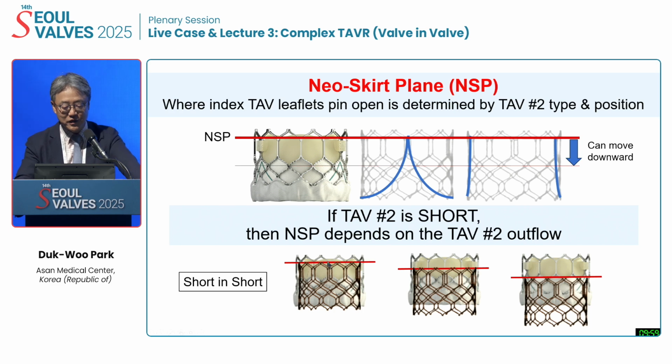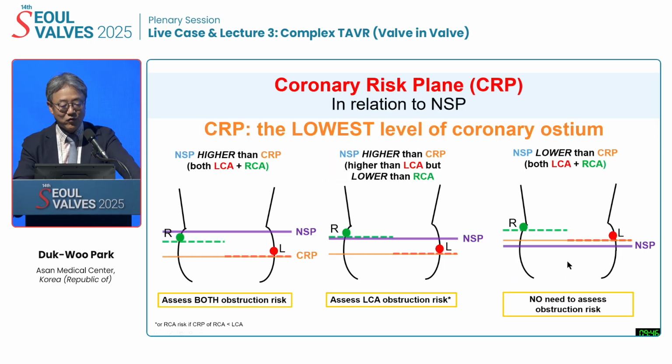This diagram shows the neo-scutal plane. If you put the second valve in, the upper part is usually the neo-scutal plane, decided according to the outflow of the second valve. And CRP, the coronary risk plane, is the lower part of the coronary: the right coronary artery's coronary risk plane here, the left coronary artery's coronary risk plane here. According to the combination of neo-scutal plane and coronary risk plane, the coronary obstruction risk absolutely differs.